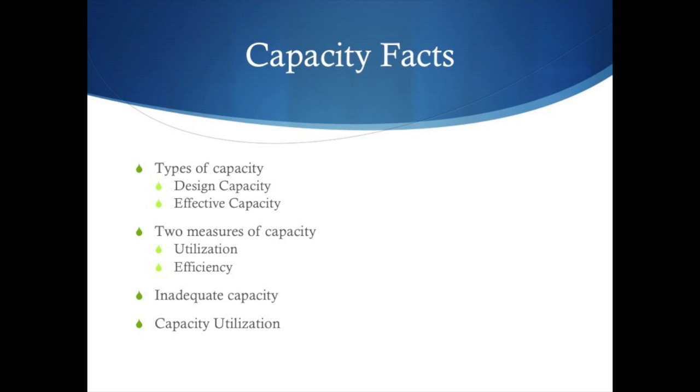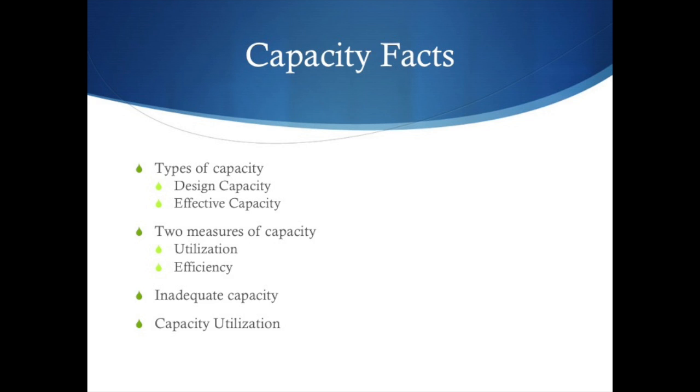So let's now look at some capacity facts. With capacity, there are two different types. One would be design capacity, and the other would be effective capacity. Design capacity is the theoretical maximum output of a system in a given period. Effective capacity is the capacity a firm can expect to achieve given its product mix, methods of scheduling, maintenance, and standards of quality. This is the type we are primarily using in the business strategy game.